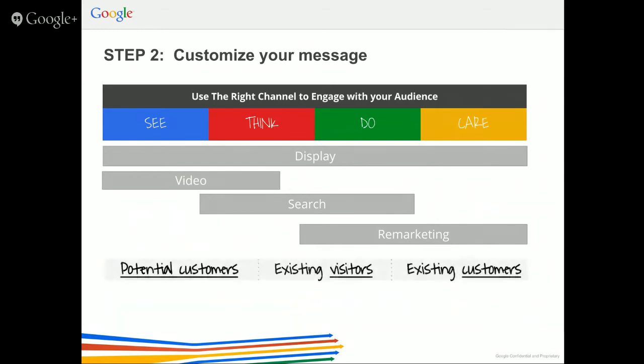And another way I like to segment people into those buckets is to distinguish people who are the potential customers, so people who've never been to your website and never transacted. The second bucket is the existing website visitors, people who came to your website or maybe interacted with your digital assets, but never transacted. And the last bucket is the existing customers. That's where you need to invest a lot as well, because they're likely to convert again.